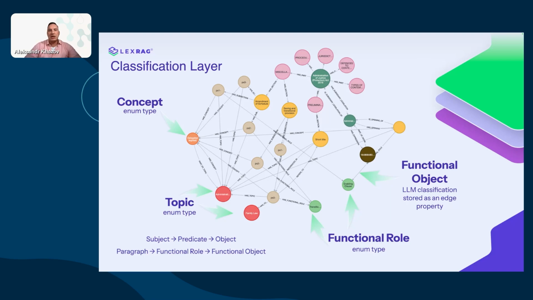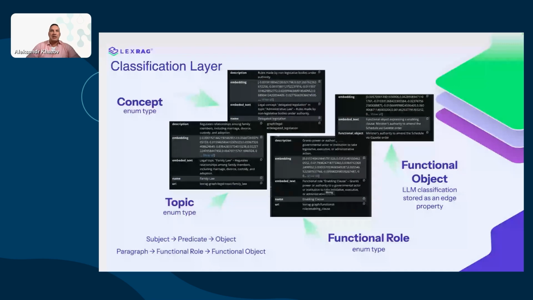So in other words, we represent another layer where you can have, for example, an enabling clause or a definition clause, or any other role which a particular paragraph may act as in the text of the court decision or the legislative act, and so on. This is how it is defined in our database. So you can see the concept being, for example, delegated legislation, and the topic family law.